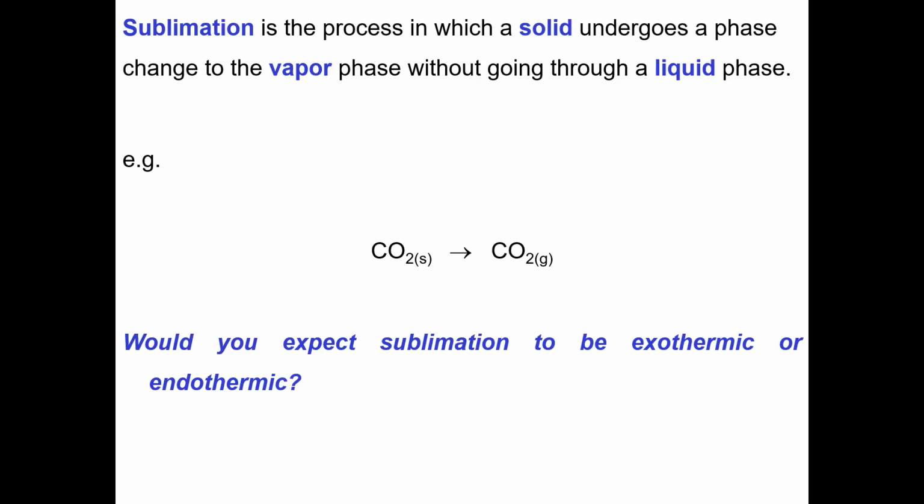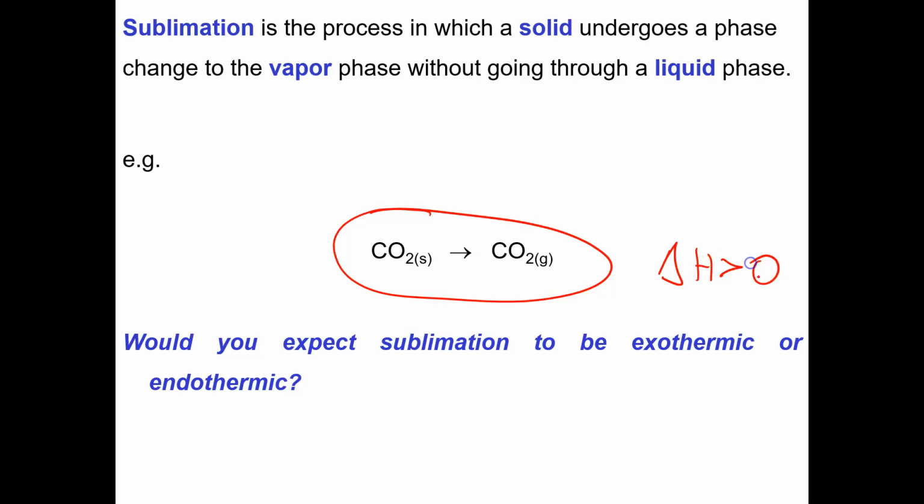All right, so we've mentioned this quite a bit. Sublimation is the process in which a solid undergoes a phase change to the vapor phase without going through the liquid phase. A classic example is carbon dioxide, and this process will be endothermic. It'll have a positive enthalpy change because we have to break apart intermolecular forces, and that requires energy.